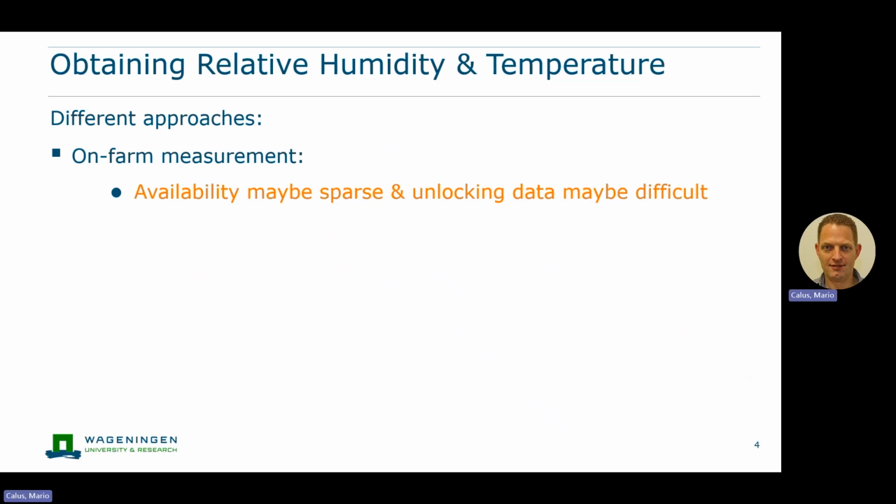If you want to model the impact of heat stress, then for the individuals that you're going to work with, or for your data, you need to obtain both the relative humidity and also the temperature. There are different ways of doing this. Probably the most accurate would be to measure this on farm. But the issue with this is that the availability is relatively sparse. And even if farmers would measure this on their own farms, unlocking this data or bringing it together across very many different farms may be difficult.